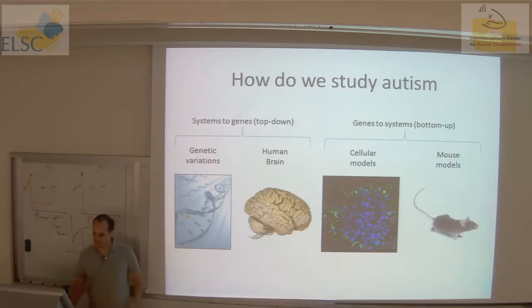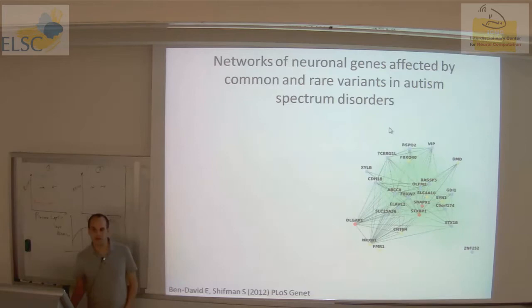So we've got different approaches. I would call it two kinds of approaches. One is what I call systems to genes or a top-down approach, which is mainly based on looking at genetic variation and looking at human brain samples from autistic and controls. And the other approach, which is genes to systems, is looking at models, mainly until now cellular models, but now we're starting to produce mouse models, and this is focusing on particular genes. Okay. So I want to give you just a brief taste of the first and the second approaches.